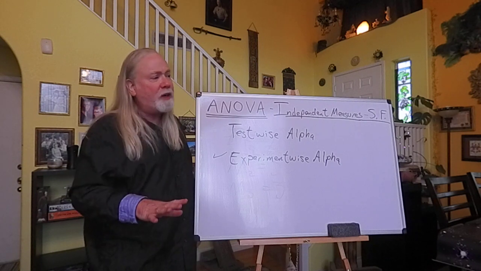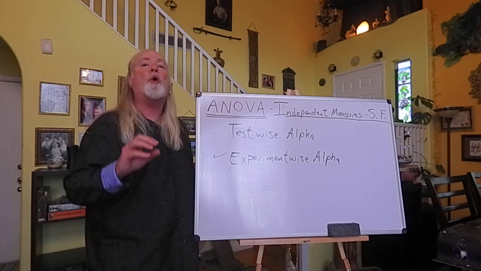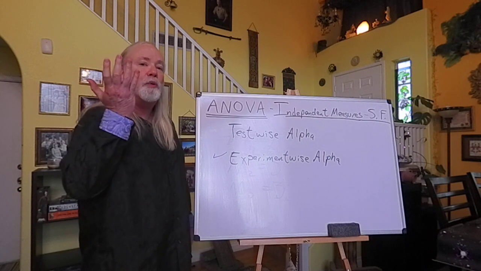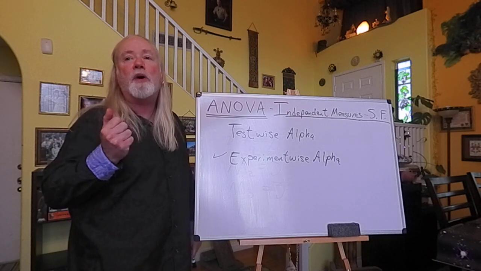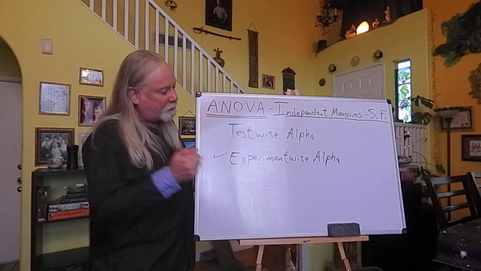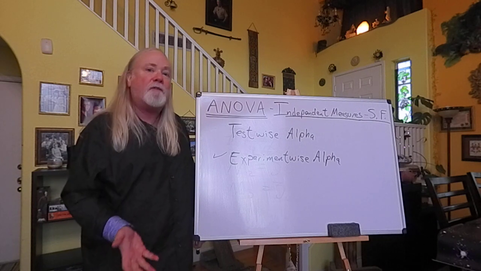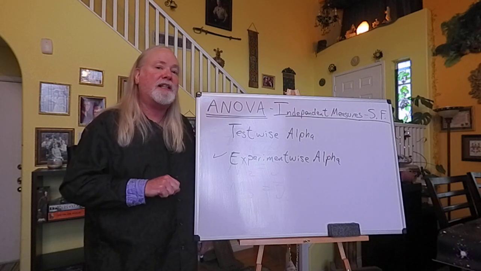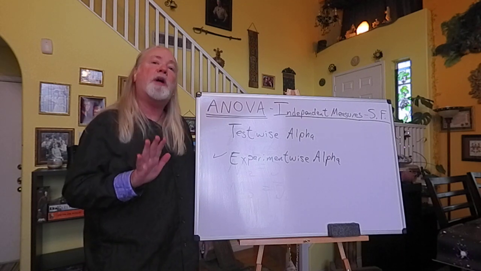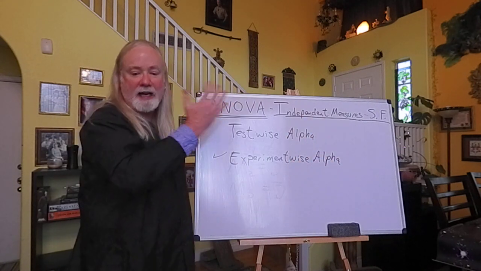So the reason we don't want to run a bunch of t-tests is because we don't want to inflate the risk of making a type 1 error in the experiment. If we run a bunch of t-tests, we inflate the experiment-wise alpha level and therefore inflate our odds of making a type 1 error. So that's why we don't want to do this as a whole bunch of t-tests. We want to just do this as one big study analysis.